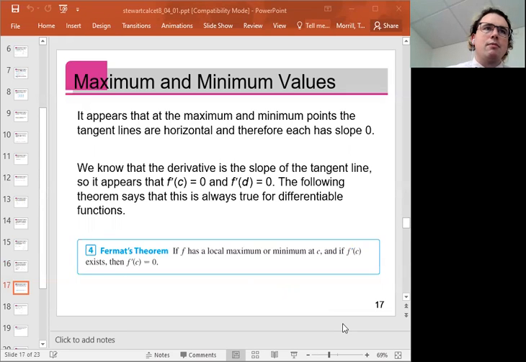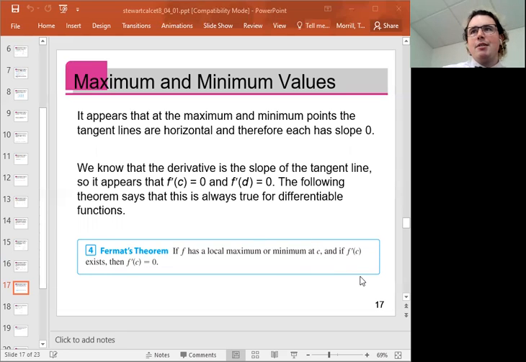Well, here is a more technical way to say that. Fermat's theorem, Fermat's another mathematician from a couple hundred years ago. If a function f does have a local minimum or a local maximum at some coordinate x equals c, and if the derivative of f evaluated at c actually exists, then f prime of c has to be 0. So yes, a 0 slope, and yes, a horizontal tangent line.